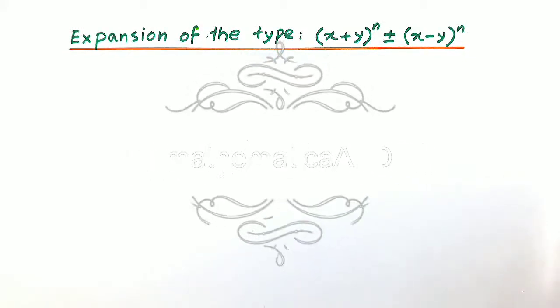Friends, we will see now the expansion of the type (x + y)^n plus and minus (x − y)^n.